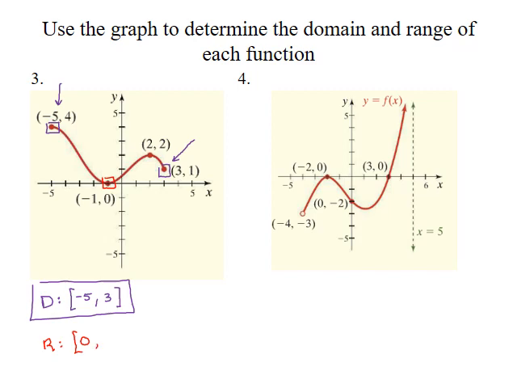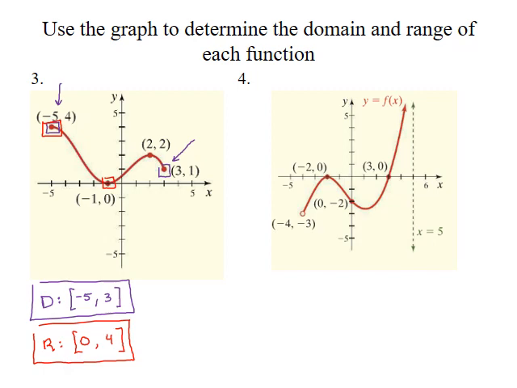Then for the y-axis, you look for the highest point. Now the highest point actually also ends up being the furthest left, and that's fine. Some of these points will double up, but I'm not going to use the -5 this time. I need to use the 4 for the range. So I'll use the 4 with a bracket because of the closed circle. So the range of that first graph is from 0 to 4.